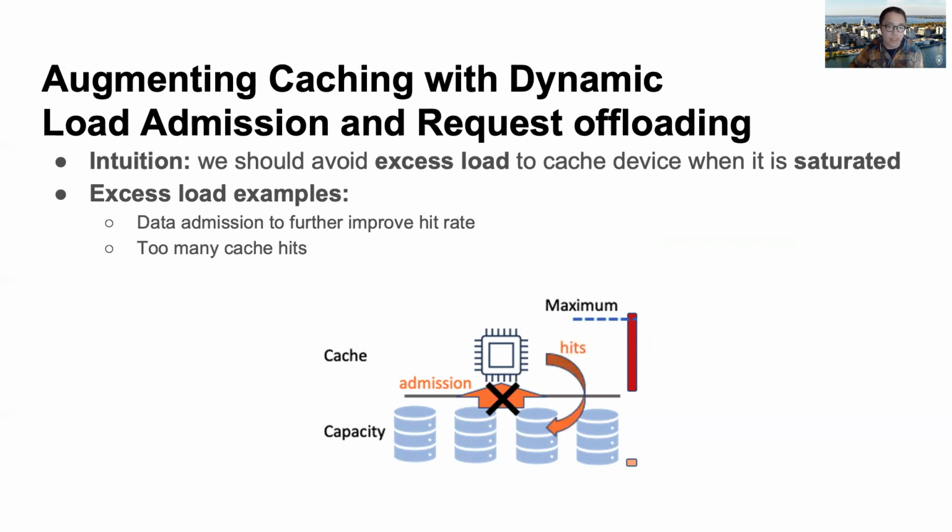Also, instead of letting too many cache hits overload the cache device, we should bypass some of them to the capacity device to utilize the performance available in the capacity device.